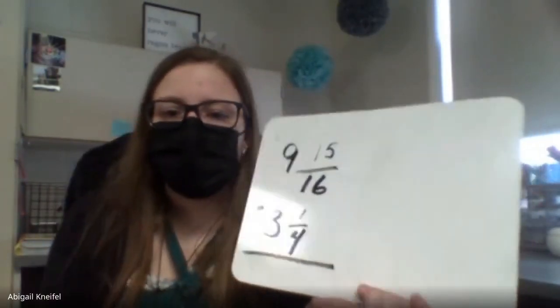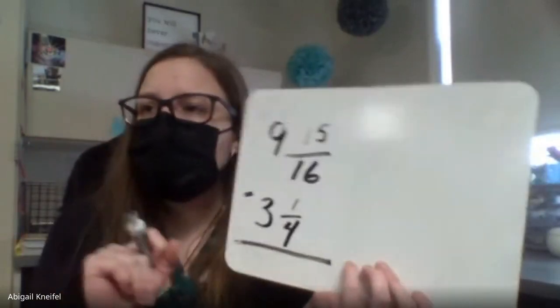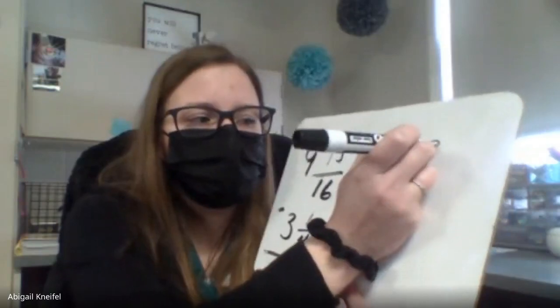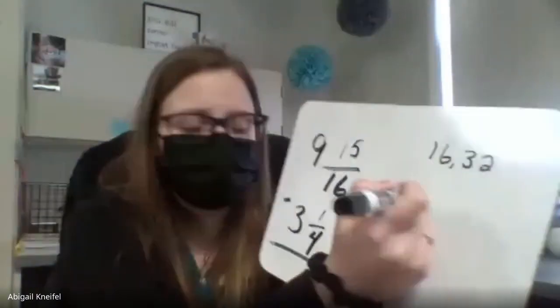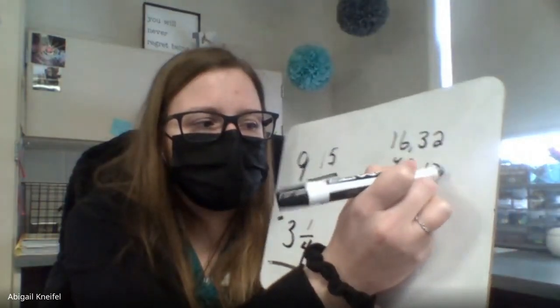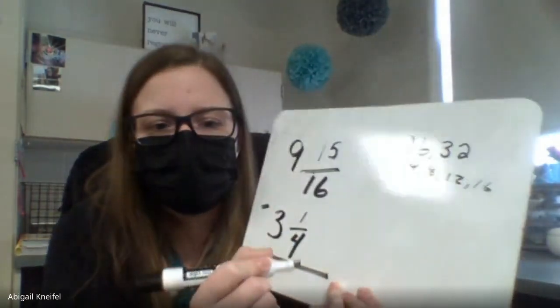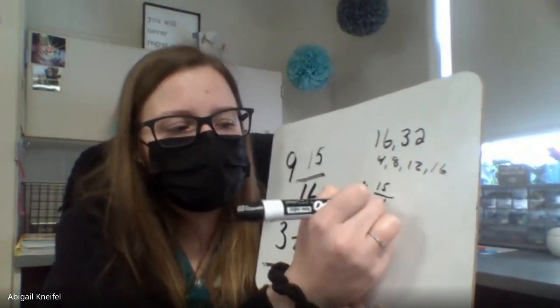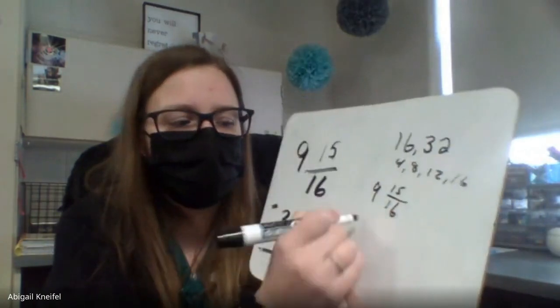All right. So, common denominator between 16 and 4. 16, 32. That's as high as I'm going to count because that's pretty high. 4, 8, 12, 16. Oh, look, common denominator. We do not need to change 9 and 15/16. That one's staying the same, but we do need to change 3 and 1/4.